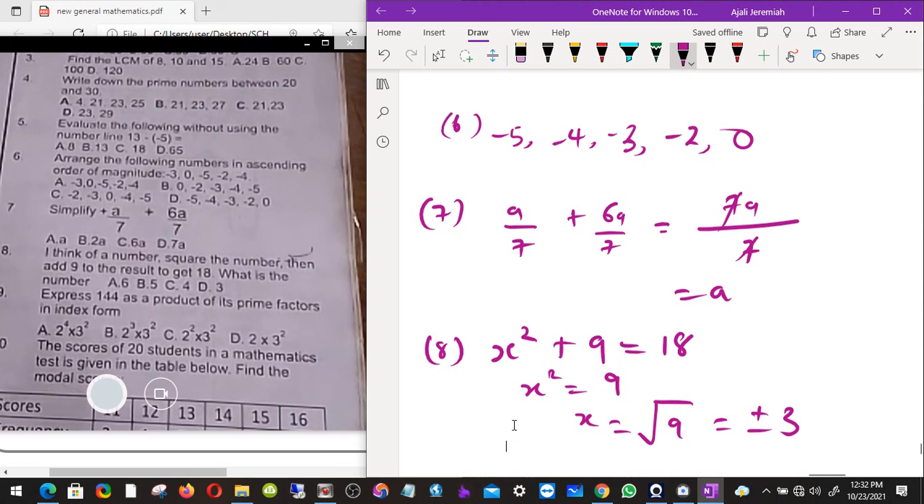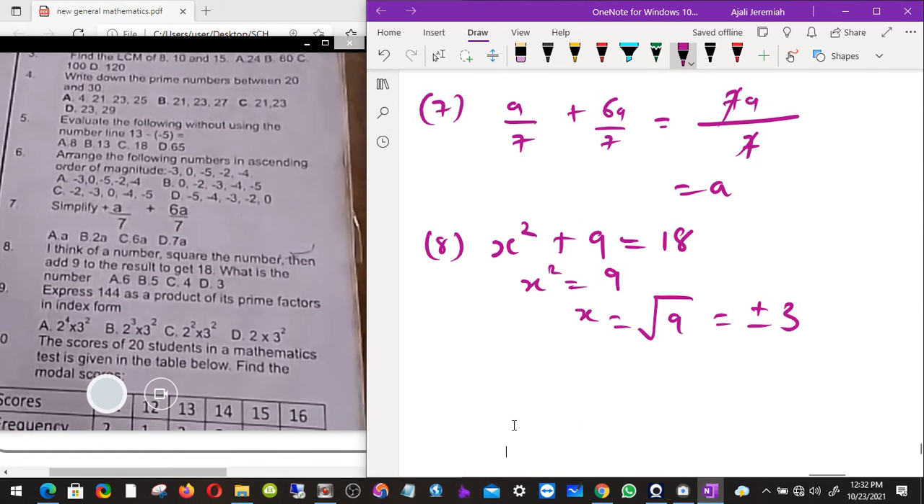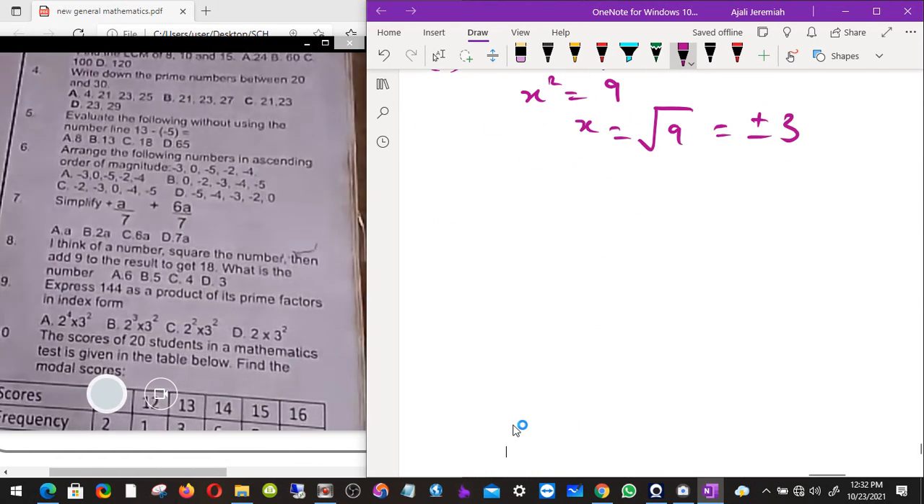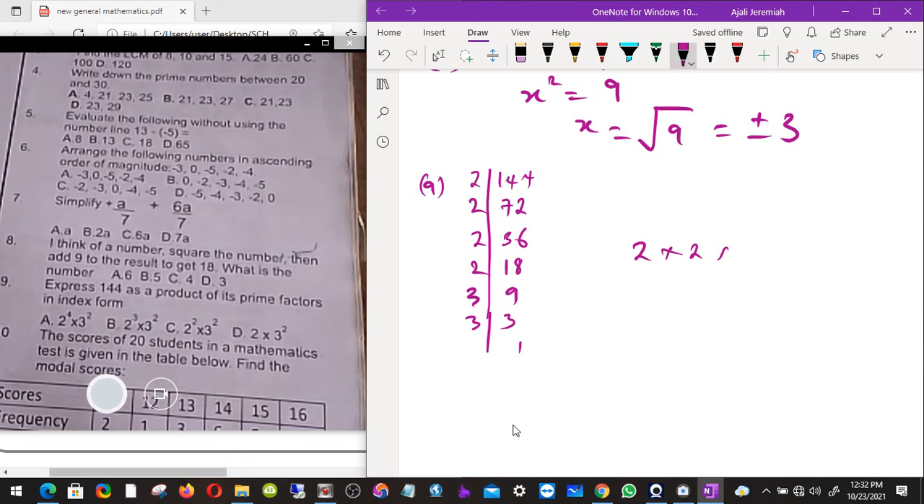Number 9. Express 44 as a product of its prime factors in index form. So let's go. Can 2 go? Can 2 go? Can 2 go? Can 3 go? So it becomes 2 times, and that's 2 raised to power 4 times 2 raised to power 2.